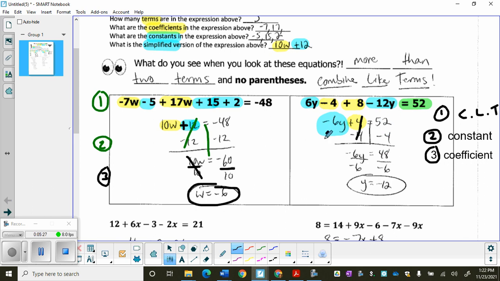Now I'm going to bring down this negative 6y. And so I'm going to divide both sides by the negative 6. That's going to cancel out over here. And 48 divided by negative 6, that should be a negative 8. Y equals negative 8.